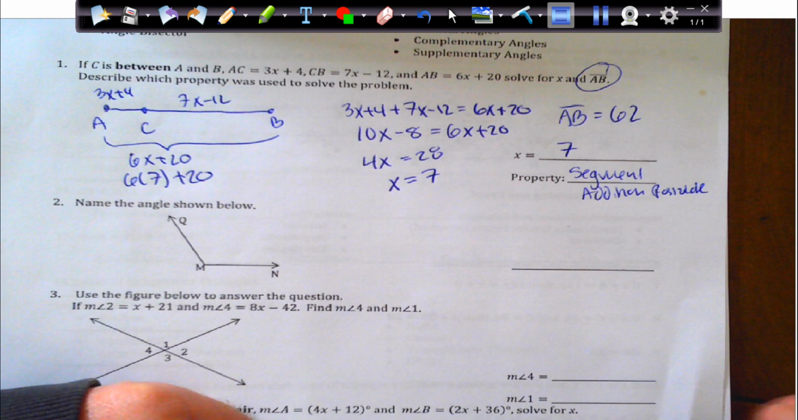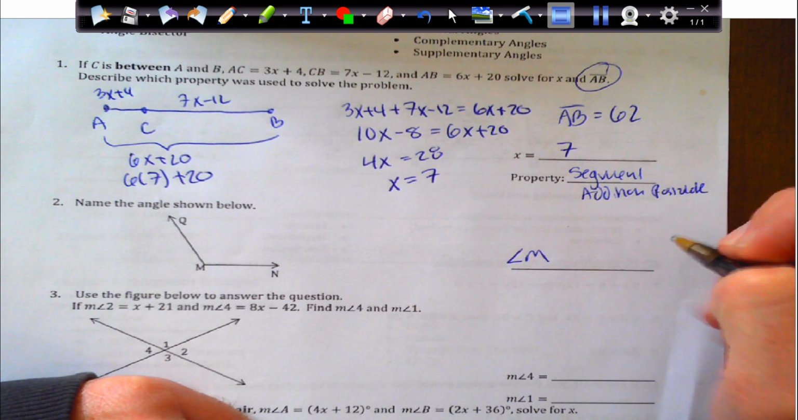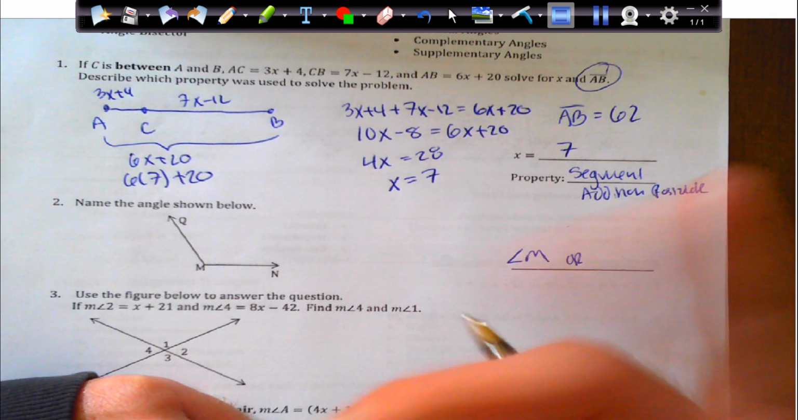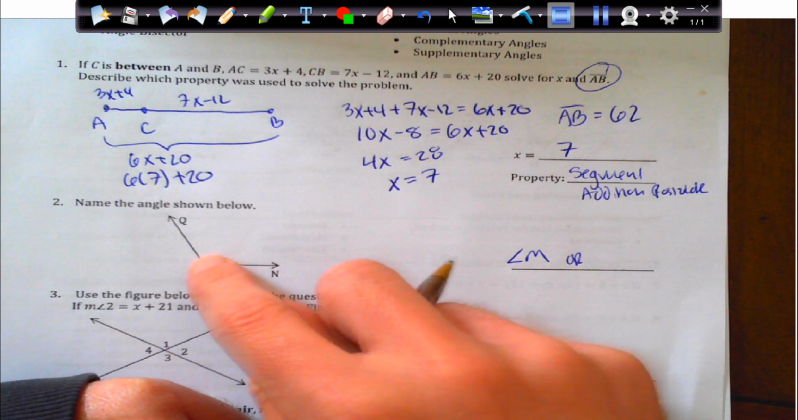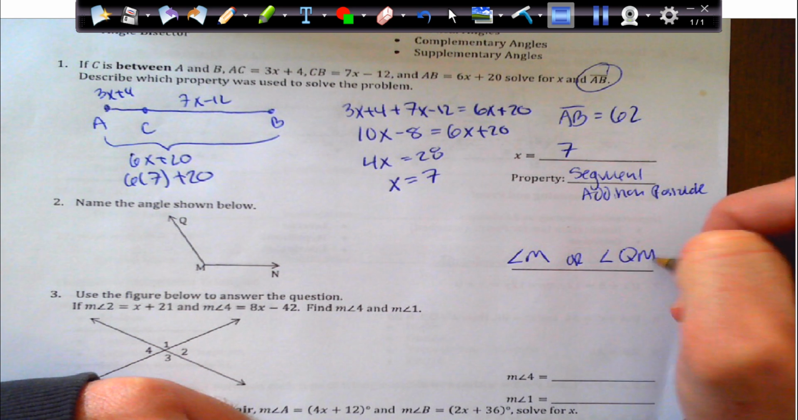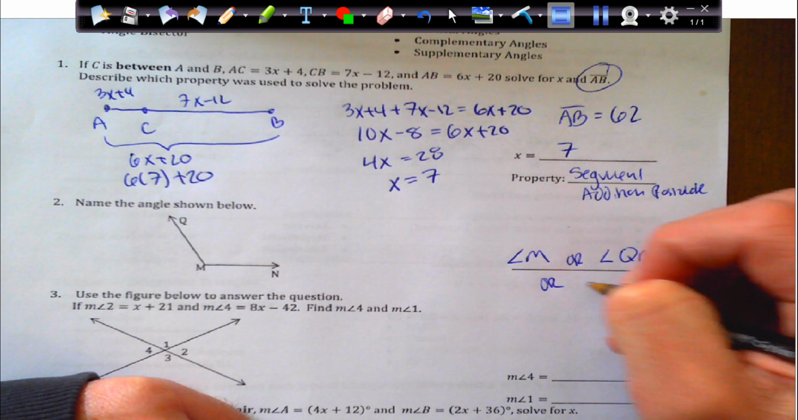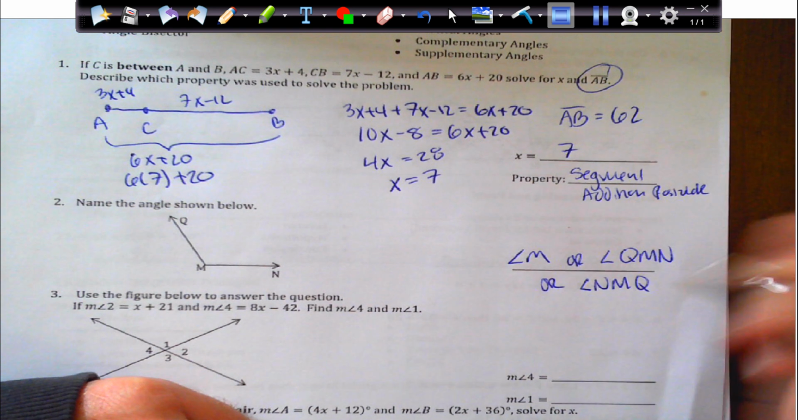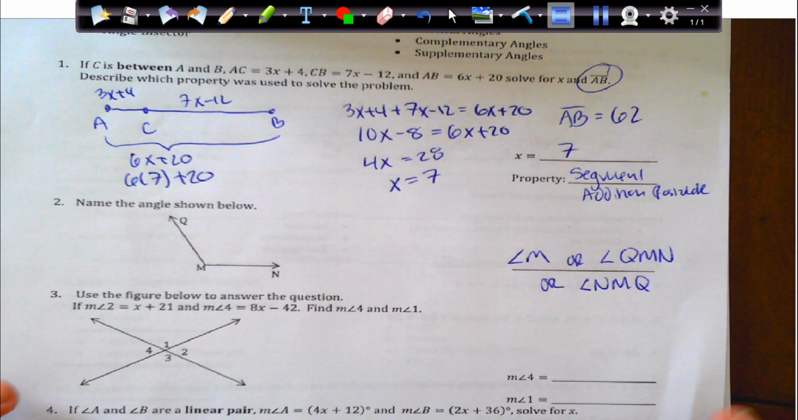All right, name the angle. You could do it in two ways. I could name it angle M, or better yet, I can name it by using three letters. M has to be in the middle, so that'd be angle QMN, or I could name it angle NMQ. Again, as long as M's in the middle, we're pretty good to go.